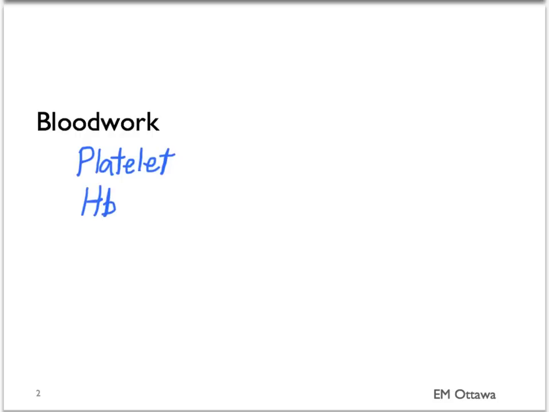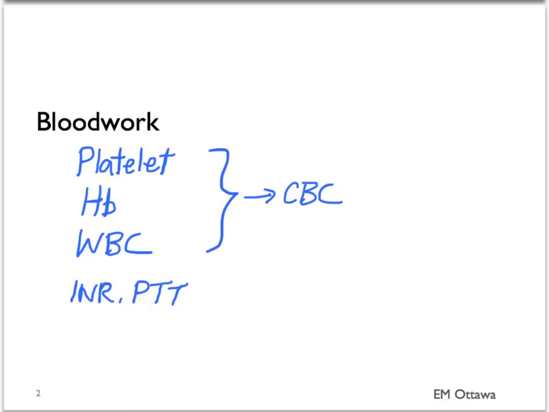In patients with inflammatory processes such as colitis, the white blood cell count would be high. Therefore, a CBC should be ordered. In patients who are on anticoagulants or if they have cirrhosis, their coagulation profile will be increased, so an INR and PTT should be ordered.